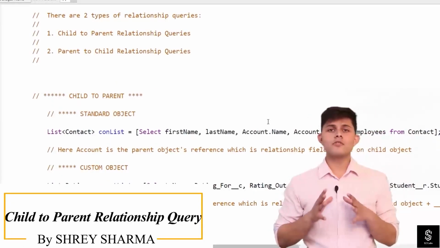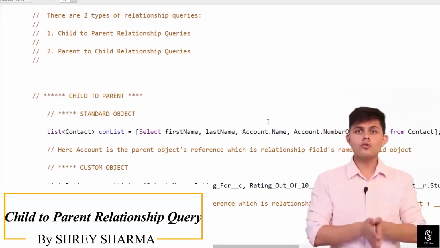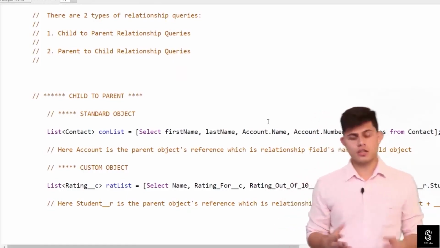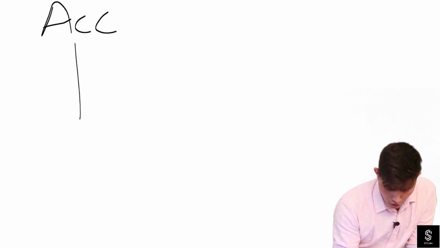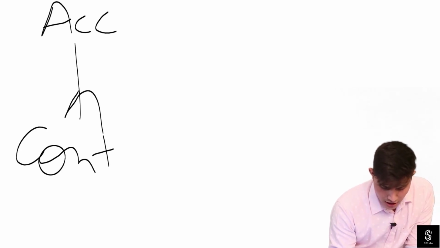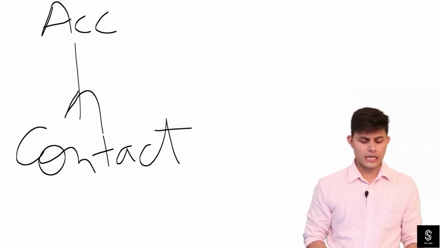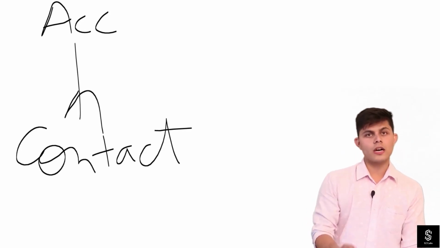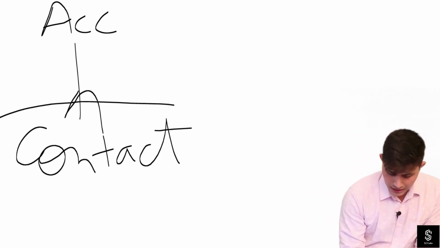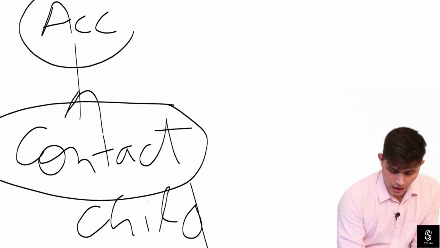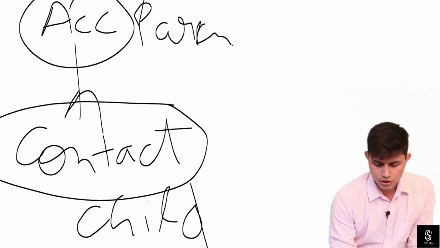So the first type of relationship queries that we have is child to parent relationship query. And let me tell you which one is child and which one is parent when it comes to a relationship. So let's have a look at it. I have, let's say, an account object, and the account object is related to the contact object, which has a one-to-many relationship. So account is on the one side and contact is on the many side. So this relationship is one-to-many, and we consider contact as child and account as parent when it comes to relationship queries.